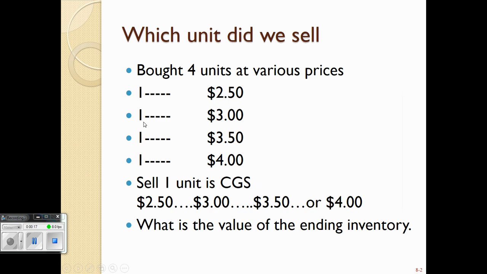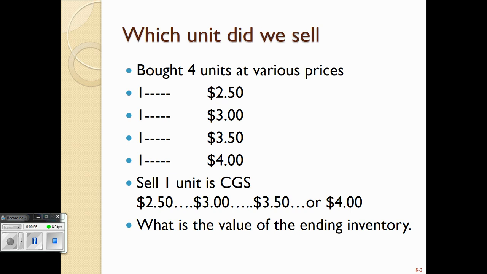The first thing to realize is that what most of this chapter deals with is how do we determine what our inventory value is and what our cost of goods sold is. Suppose that I bought 4 units of a particular product. The one I usually like to think about is gasoline, 4 gallons of gasoline. Suppose that I bought one of those gallons at $2.50, another one at $3, another one at $3.50, and another one at $4. And I sold you 1 gallon, but I don't know which one because all the gallons look alike. Okay, it's just a gallon of gasoline.